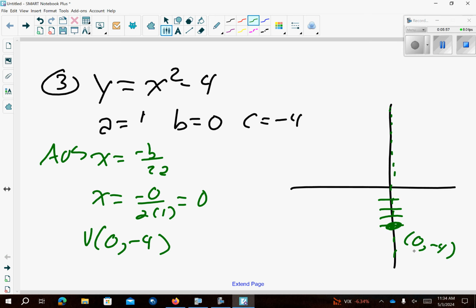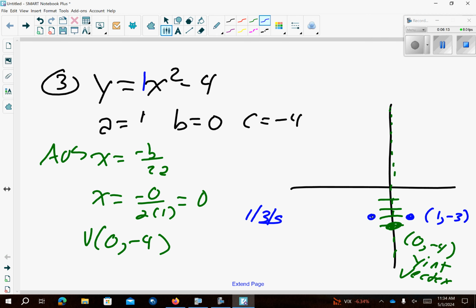That is also our y-intercept. That is our vertex as well. Okay? And then we're going to pattern graph. So this is just going to pattern graph as 1, 3, 5 because I have a 1 out in front here. So I'm going to go right 1, up 1. So that's going to take me to 1, comma, -3.